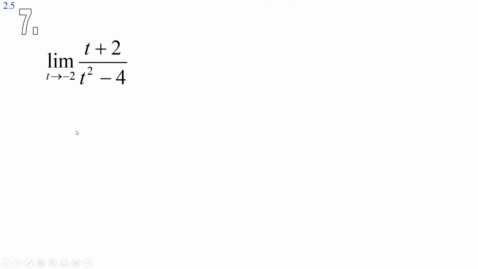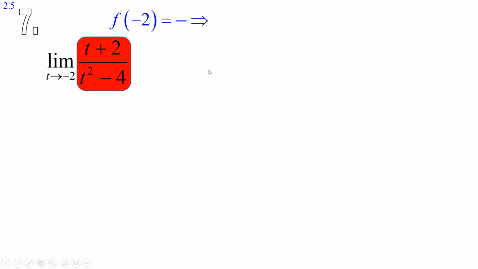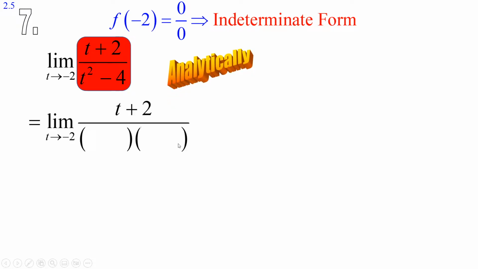Okay, now here I have 2 discontinuities. I believe one would be a hole and one would be an asymptote. And so we're going to do this one analytically. Okay, so you agree that the divisor is factorable, and one of the factors would be t plus 2. That's indeterminate form. Let's do this analytically.